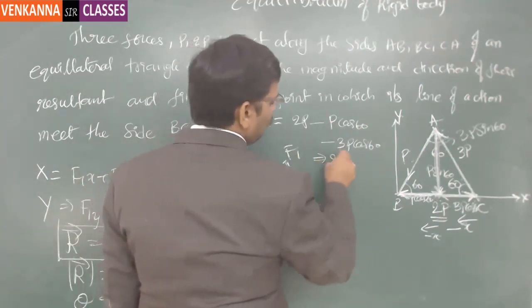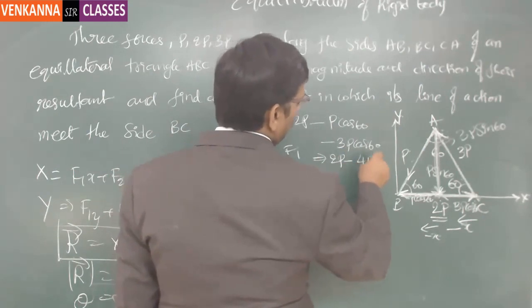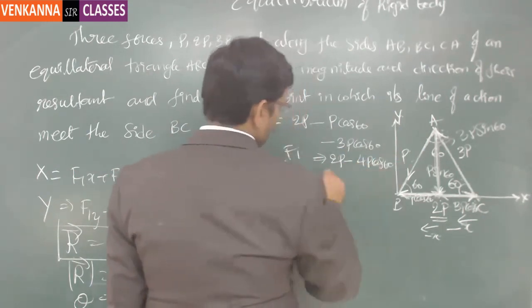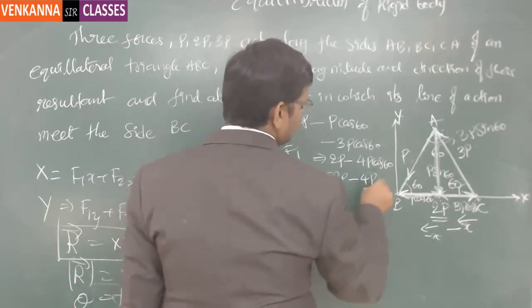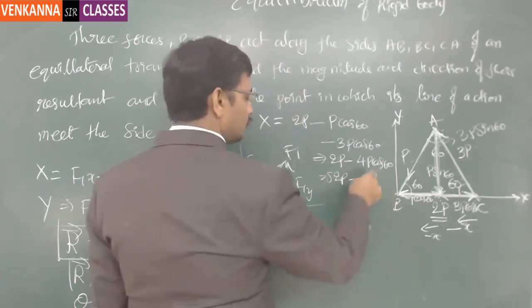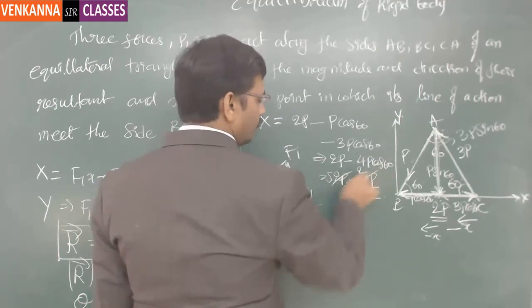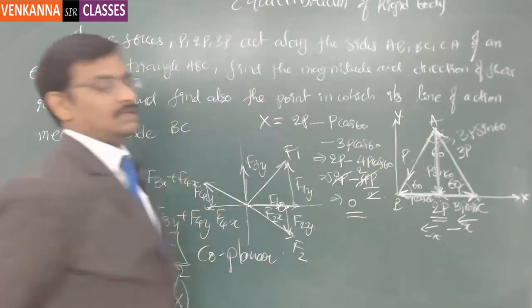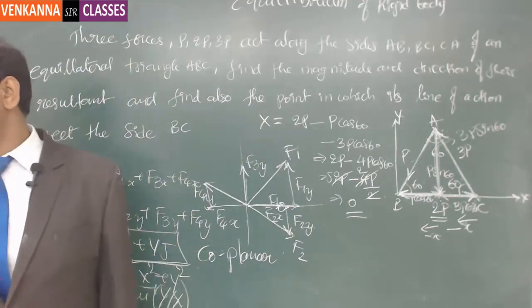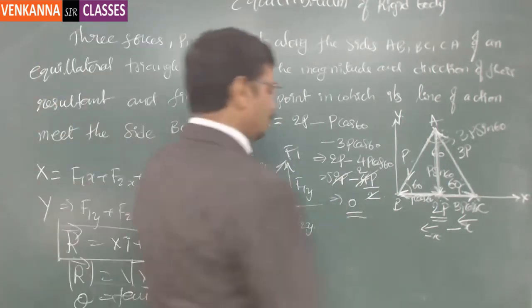So this is equal to 2P minus 4P cos 60. 2P minus 4P into cos 60, which is 1 by 2. So 2 will cancel and 2P will cancel, and hence no horizontal resultant. So x will be 0.